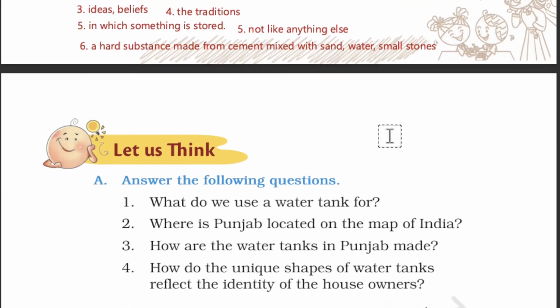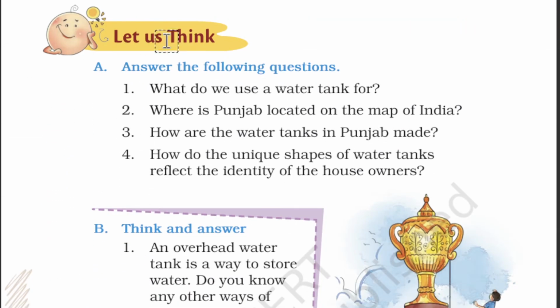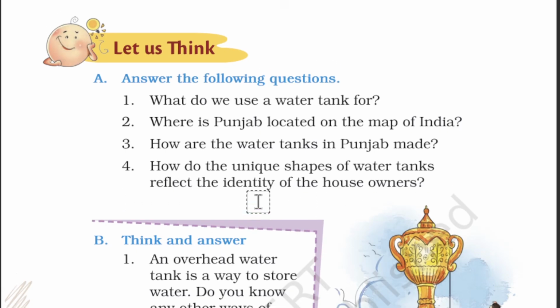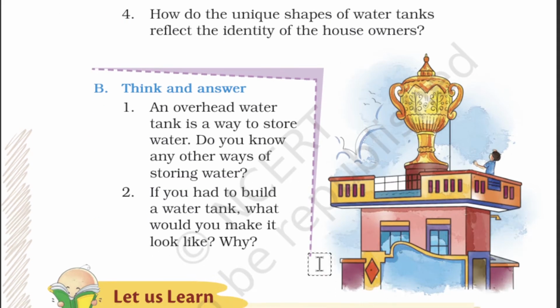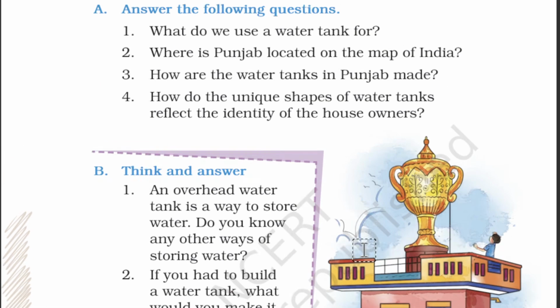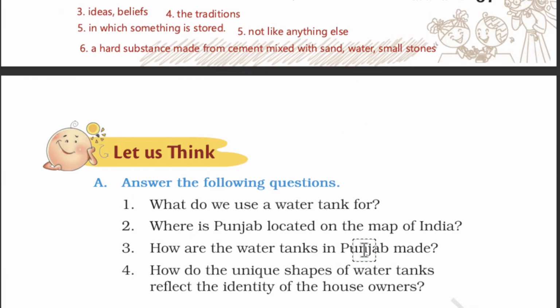Next we have question and answer. Answer the following questions. What do we use a water tank for? Where is Punjab located on the map of India? How are the water tanks in Punjab made? How does the unique shape of water tanks reflect the identity of the house owners? Here also we have a house and on the top we have a trophy. We will write the answers one by one.